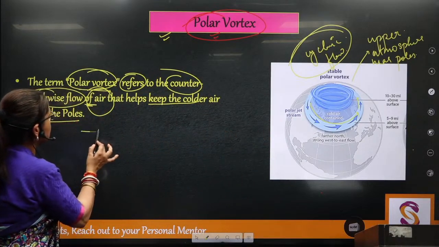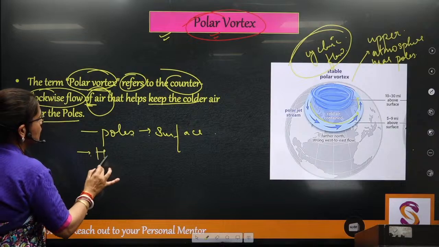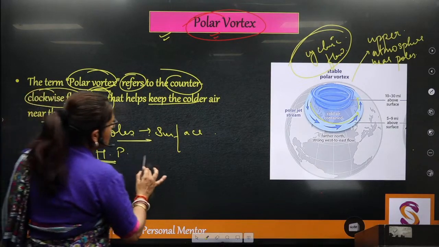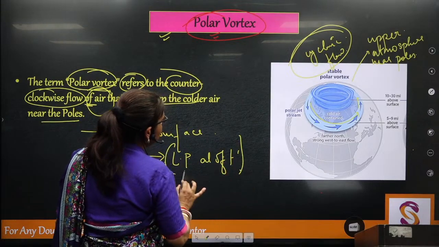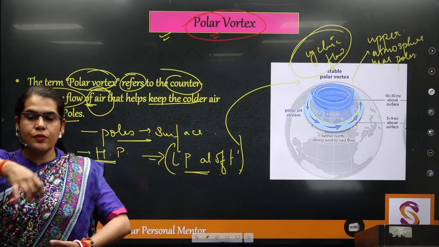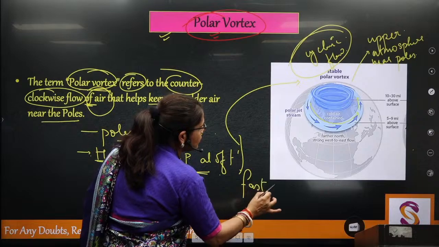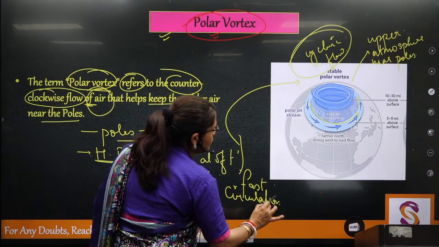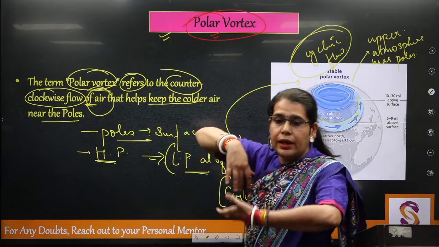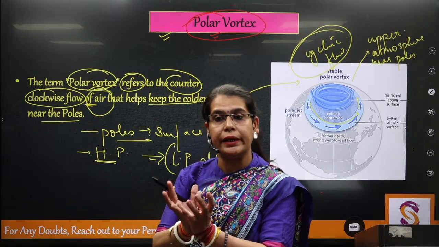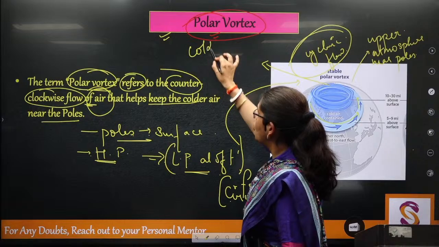Now at the poles, on the surface we have high pressure, so it is associated with low pressure aloft, and that is why the circulation is very fast, because the wind is moving very fast in this area without any obstruction. So you can imagine it to be like winds moving in the anti-clockwise direction aloft near the poles. That keeps the cold air near the poles itself. So the cold air is contained here.